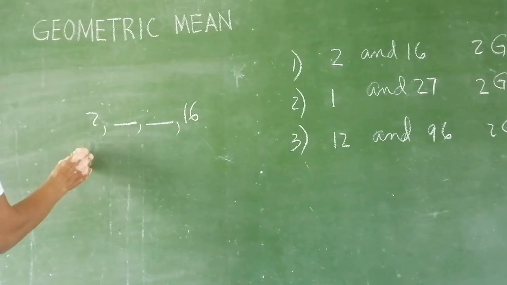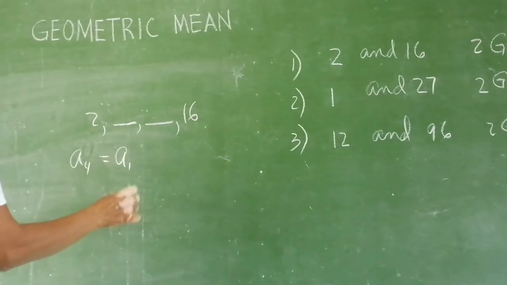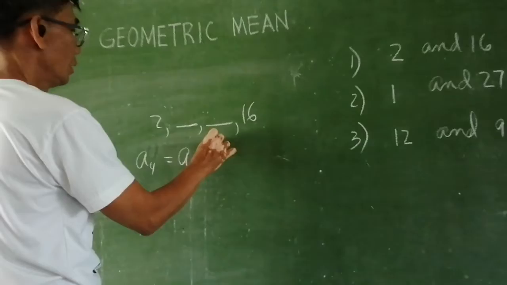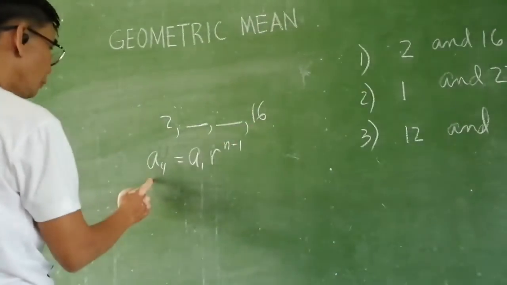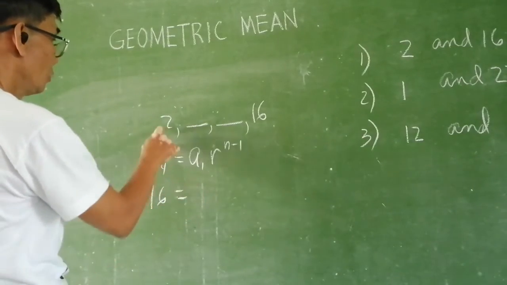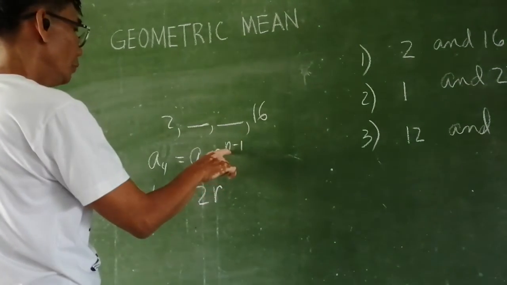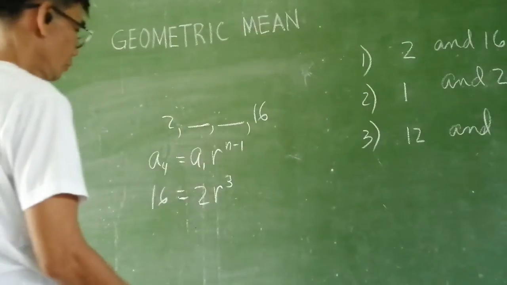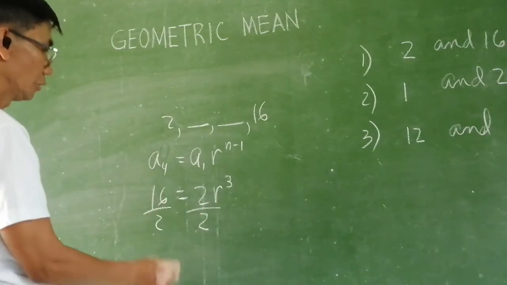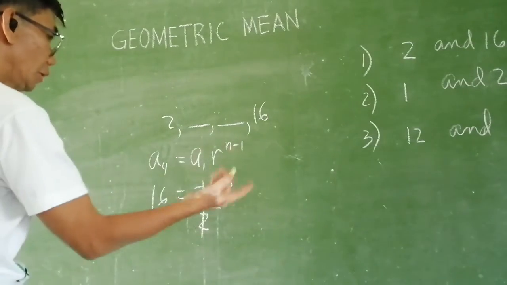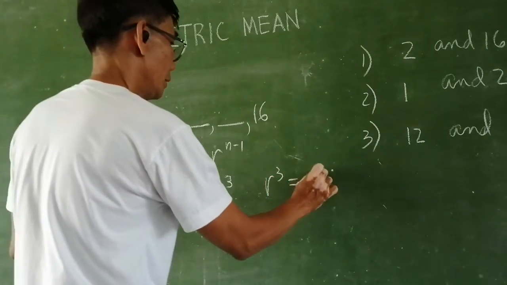So what you are going to do is to make an equation. A4 will be equal to A1 times r to the n minus 1. So we are going to substitute for A4 16, A1 for 2, and we don't know the common ratio. That will be 4 minus 1, which is 3. So let's operate. We divide this by 2. We divide it by 2. We cancel. And let's reverse. r cubed will be equal to 8.